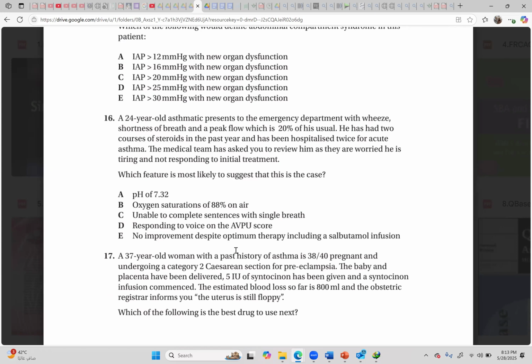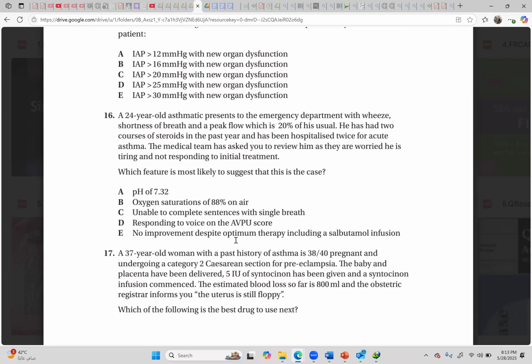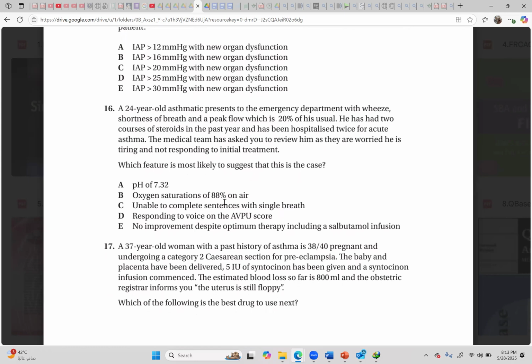So they are choosing the conscious level to be the best option, no doubt. But what about this one? Unable to complete a sentence in a single breath. So I think this is a feature of acute severe asthma. And then oxygen saturation of 88%?